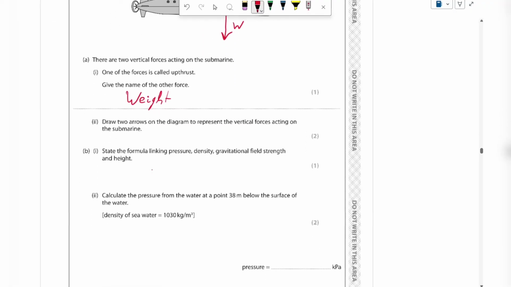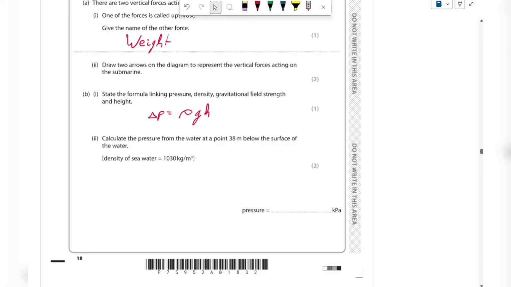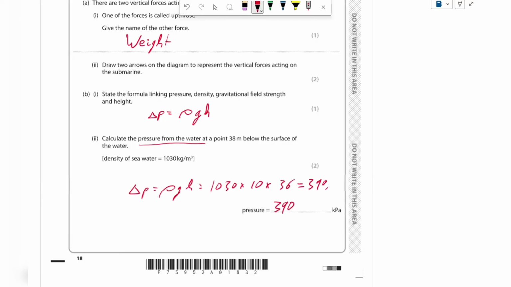What is the equation linking pressure difference? Change in pressure equals rho g h. Calculate the pressure from the water. Yeah, that's right. So the pressure difference, that's just a complicated word, rho g h equals 1030 times 10 times 38. Put that into your calculator and you end up with 390 kilopascals. Be careful with your prefixes there. It's 390,000 pascals, 390 kilopascals.